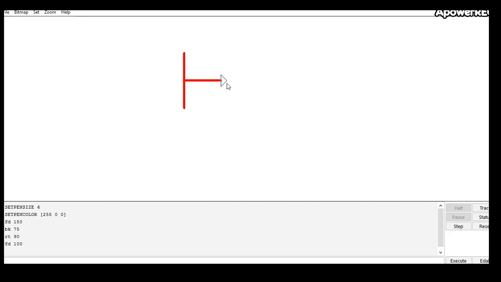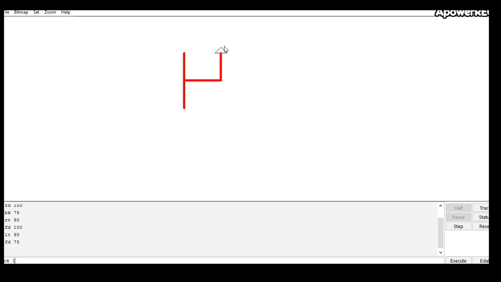To do this, this is left and this is right. So I'll give the LT command to move the turtle in the left direction by 90 degrees. So LT 90. It moves to this position. Now I'll give the command FD 75. So it will draw a half line.